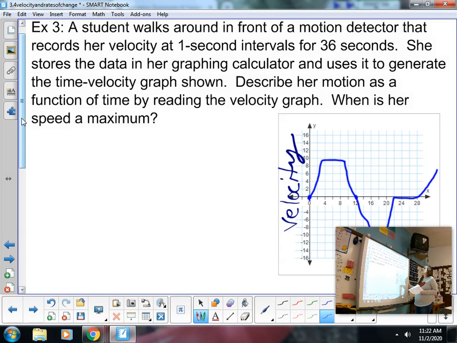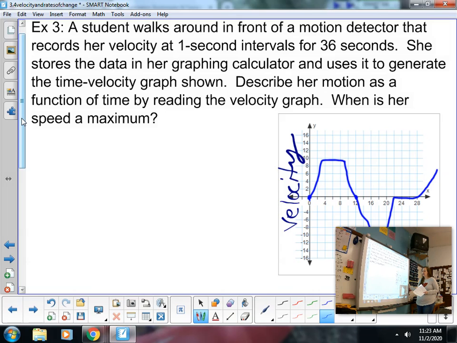You have a student walking in front of, and I actually might have the answer down here below. A student walks around in front of a motion detector that records her velocity at 1-second intervals for 36 seconds. So we could actually go the whole way up to 36 seconds on our graph. She stores the data in her graphing calculator and uses it to generate the time velocity graph shown here. Describe her motion as a function of time by reading the velocity graph. When is her speed at a maximum?